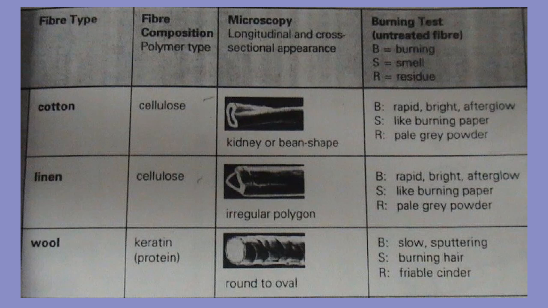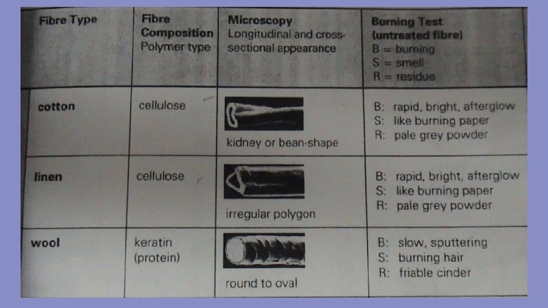Here we will see a comparison of each fiber in their characteristics about composition, microscopy and burning test. In composition, mostly we will see what it is made up of. In microscopy, we can see their structure, longitudinal or sectional. And in burning test, we can see three things, that is how it is burning, what is the smell and what is the residue characteristic.